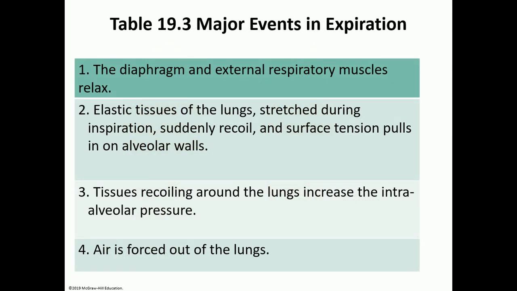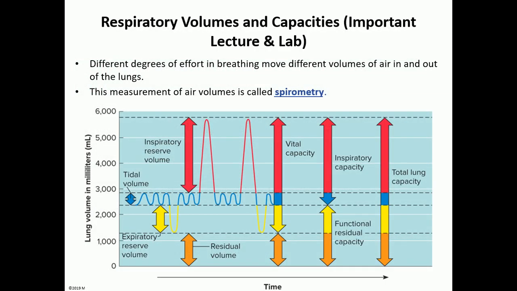So what are the major events in expiration? Basically, the diaphragm and the external muscles are going to relax. Okay, due to the elastic recoil of the lung tissue, that is going to compress the alveoli and push the air out of the lungs. Now your pressure in the alveoli will be higher than the atmospheric pressure, and that's going to force air out of the lungs.